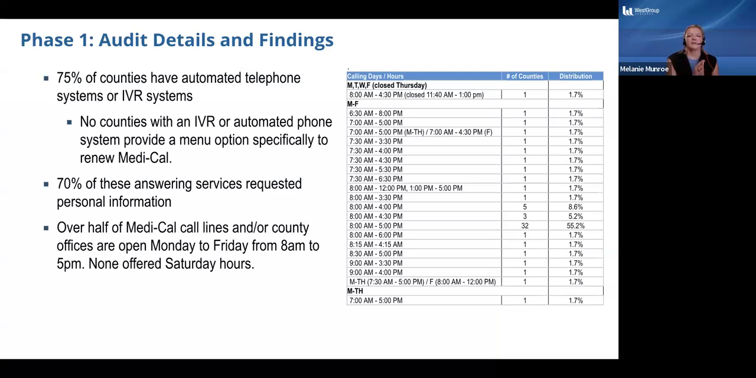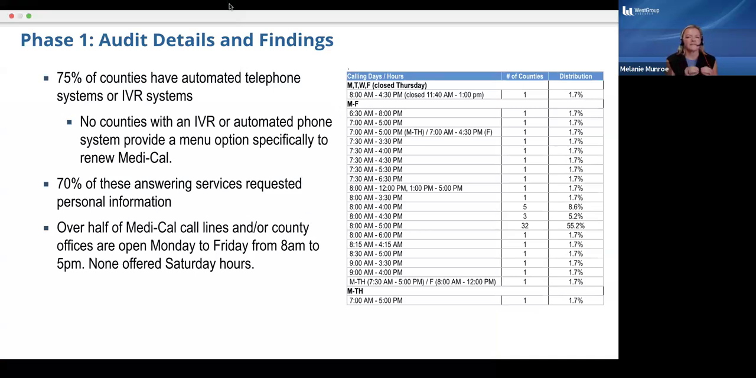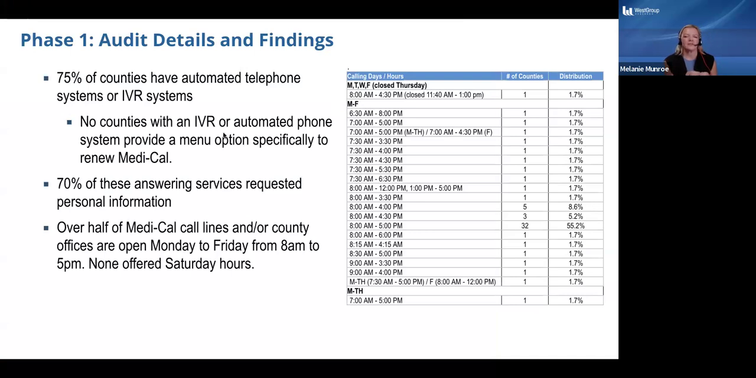So 75% of counties did end up having an automated system for managing these Medi-Cal calls. And so all 44 counties were the ones that we followed up with in phase 2. There were not any counties with a specific Medi-Cal renewal choice option in the automated system. There were some that said you could select an option for an existing case, and then in some of those specifically select Medi-Cal, but there wasn't a Medi-Cal renewal option.